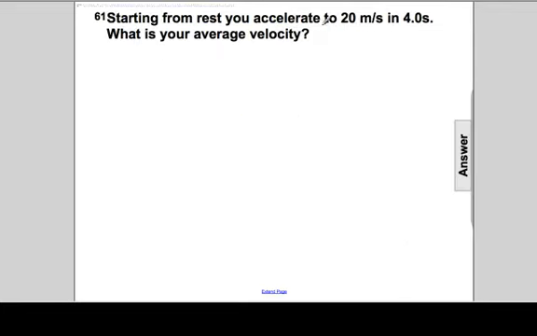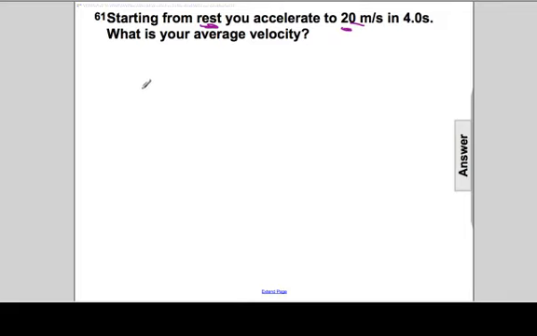You start from rest and you accelerate to 20 meters per second in 4 seconds. What is your average velocity? The average velocity, as previously stated, is simply the middle velocity. Let's think about this. If I'm resting, my velocity is 0, and I end up at 20. It takes me 4 seconds. But what is the middle velocity?